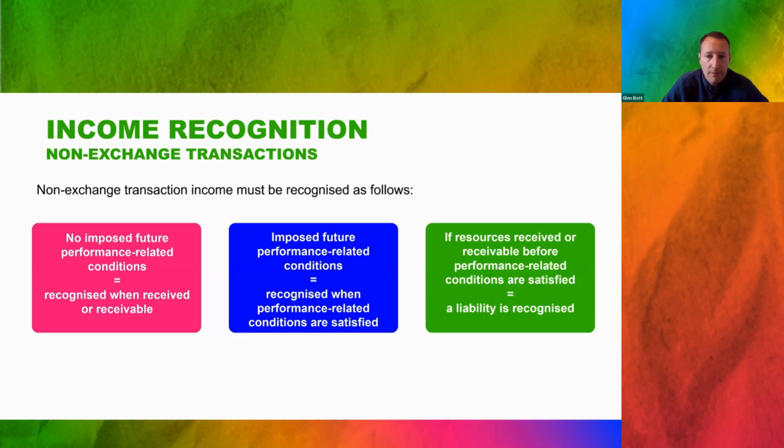Final point on here, where income is received in advance of the performance-related conditions. So if somebody gives you a grant, gives you the money up front, but there are some conditions within that you need to achieve before you can recognise it, that income can be deferred. So a liability will be recognised, and then you wouldn't recognise that income until those conditions have been satisfied.